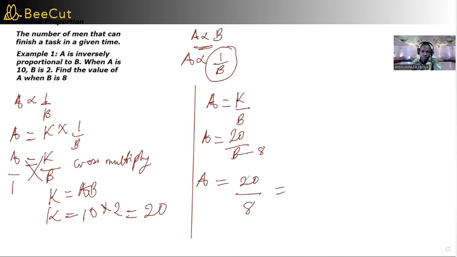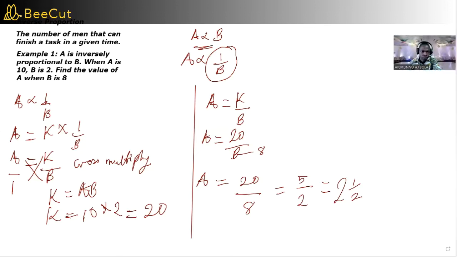So how many 4s in 20? That is 5. How many 4s in 8? 2. So the answer is 2.5. So that is how to solve a question on inverse proportion. Yes, there's a difference between inverse and direct. Direct doesn't need 1 over, but inverse needs 1 over. That's very good. So please put that down quickly so we can move on to the next example.